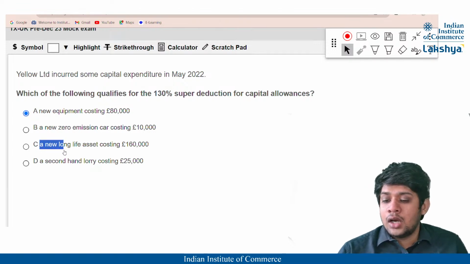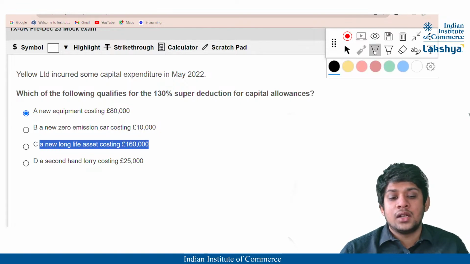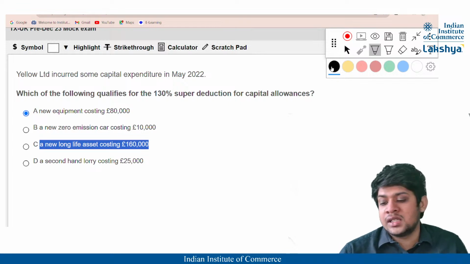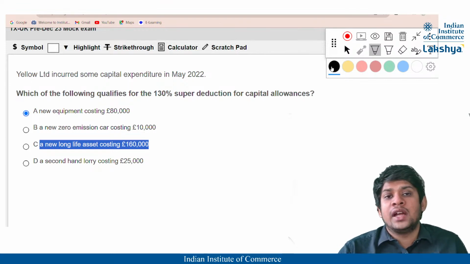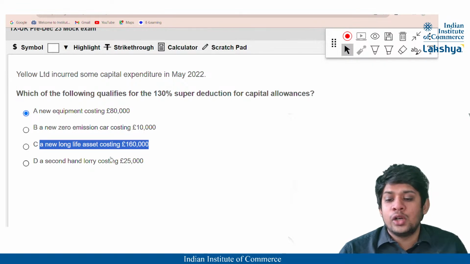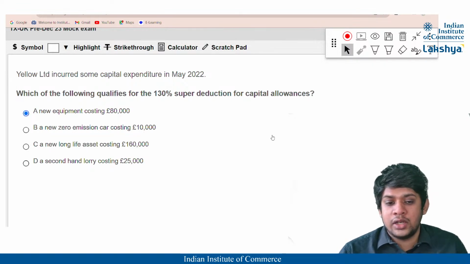Okay, then a new long life asset costing £160,000. A new long life asset. So long life assets are assets which have a life of more than 30 years, like your water heating system within a building, or maybe your drainage system or cold water system or electricity. Those are all your special rate pool assets. Okay, and they do not qualify for super deduction. On that, for a company, they will get 50% FYA. Okay, so this is not going to be the response. Correct? It is option A only.